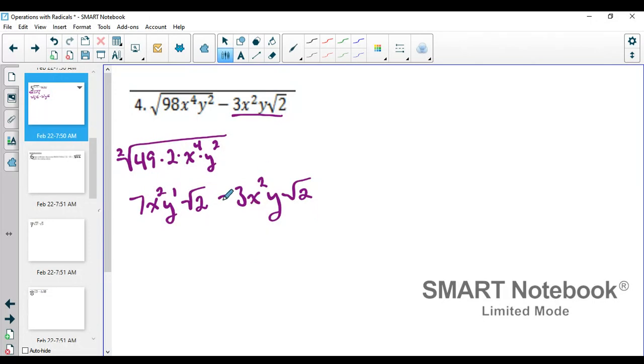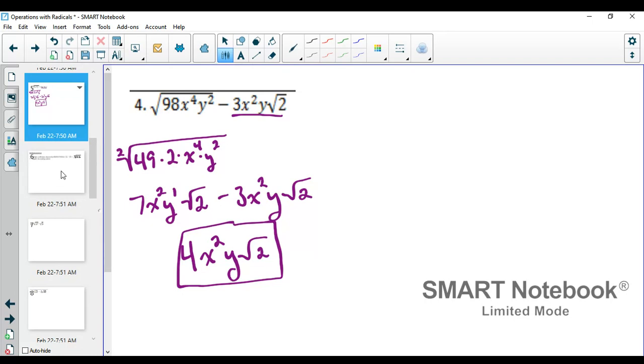Now, for this one, we have to make sure every variable has the same exponent in each term. So we have x squared and x squared, y to the first, square root of 2, square root of 2. So because they have all of the same exponents and variables and radicals, we can follow the operation with the coefficients. So we have 7 minus 3. So we have 4 x squared y square root of 2. And this is our final answer for number 4.